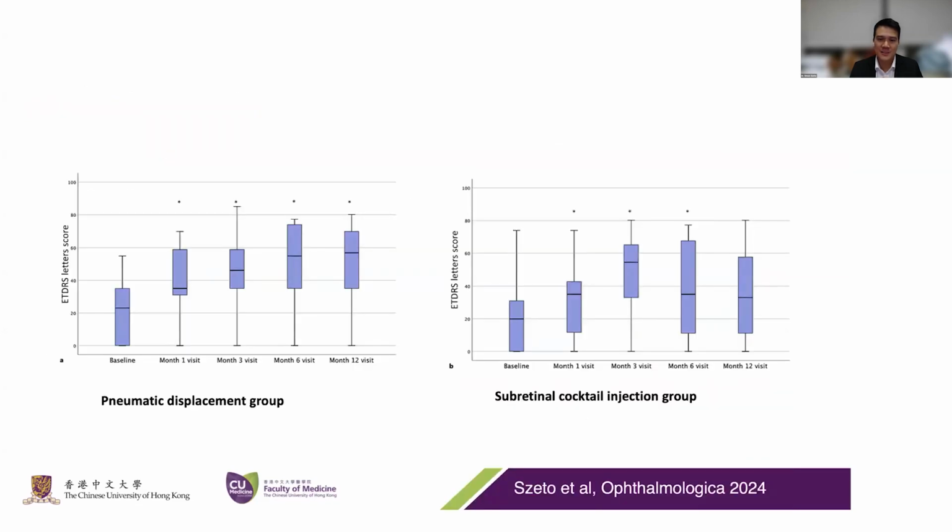This graph shows how the visual acuity gradually improved over time up to 6 months. Unfortunately, for the subretinal cocktail injections group, the vision dropped by 12 months. But I think this can be explained by the fact that they had more severe baseline submacular hemorrhage, indicating that the disease is worse at baseline. So this may explain why, in the long run, their vision would be worse compared to the pneumatic displacement group.